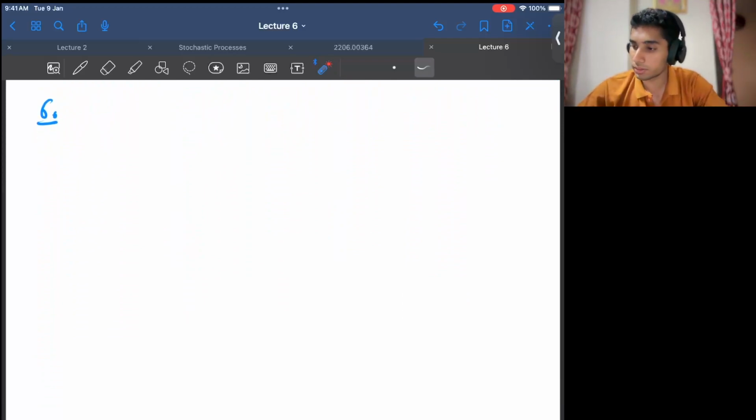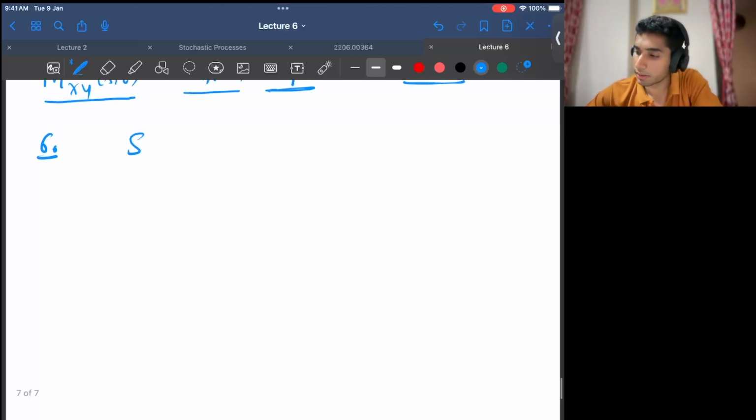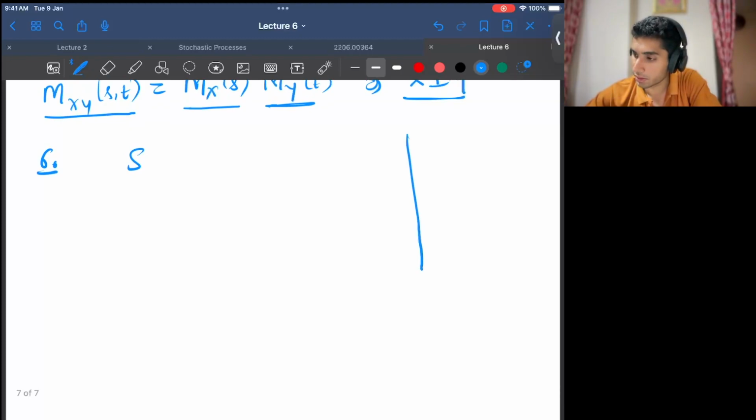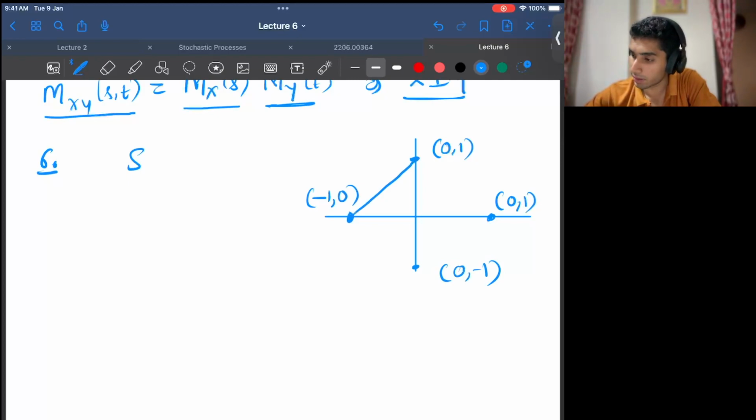Okay, so let's look at the next question. The next question is, basically you have a square S. Let's draw it on a Cartesian plane. It has four vertices. The first vertex is at 0 comma 1, then minus 1 comma 0, 1 comma 0, and 0 comma minus 1. So this forms a square, right?